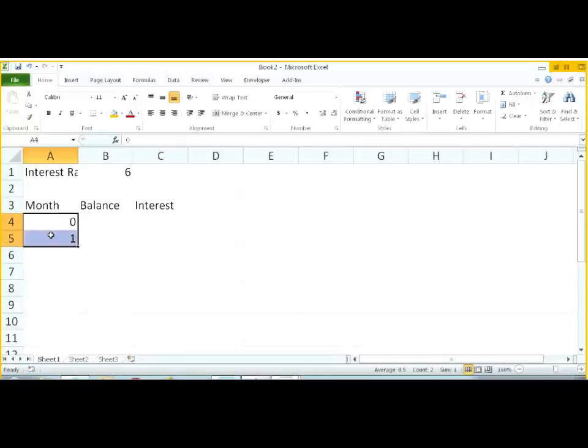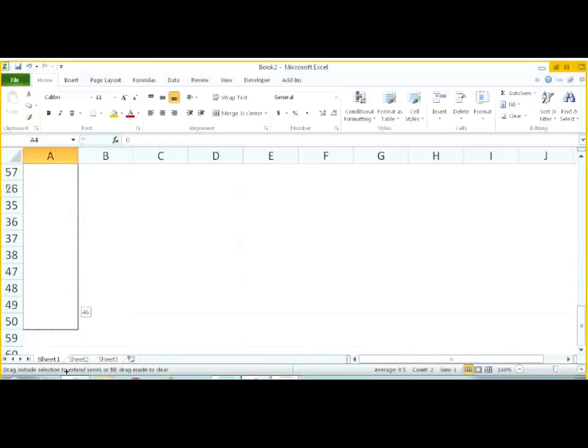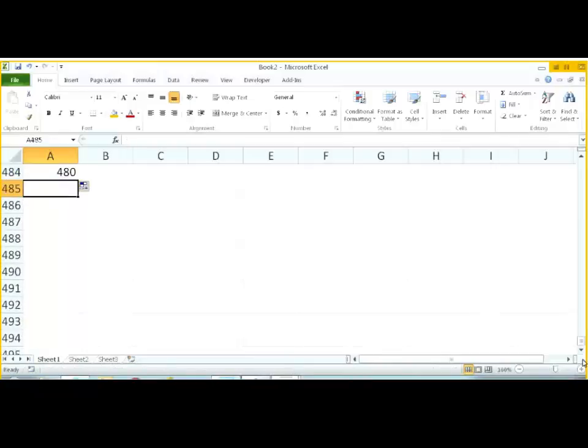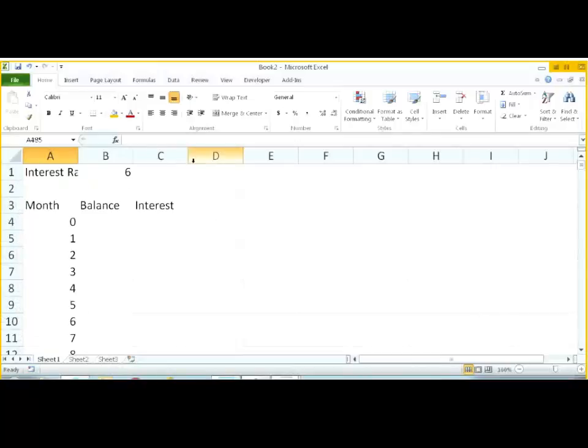And how many months are there in 40 years? So there's a math problem. How many months are in 40 years? What's that? Yeah, which is 480. Yep. So we're going to have 480 months. So we'll go down to 480. So what this does is it just copies, just like we've done before. It just copies down the numbers one by one. So that's the numbers. Okay.